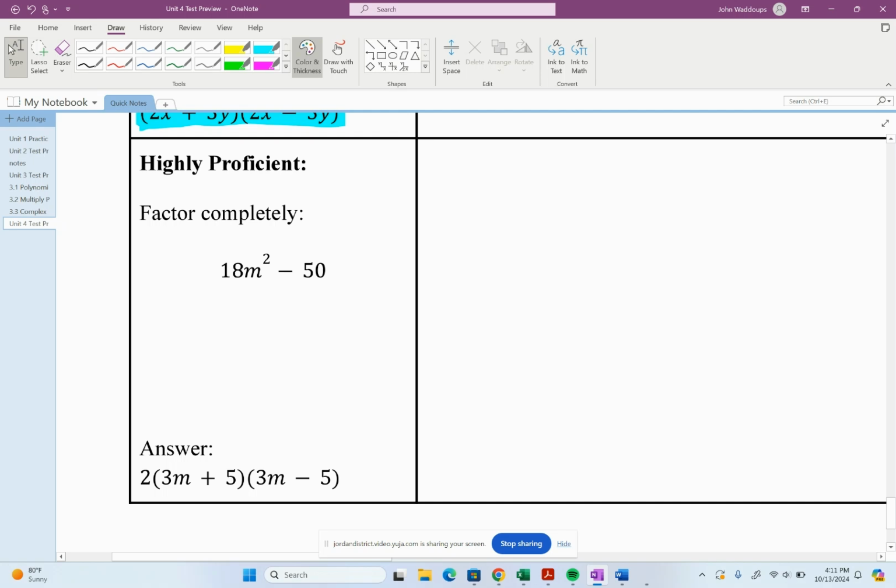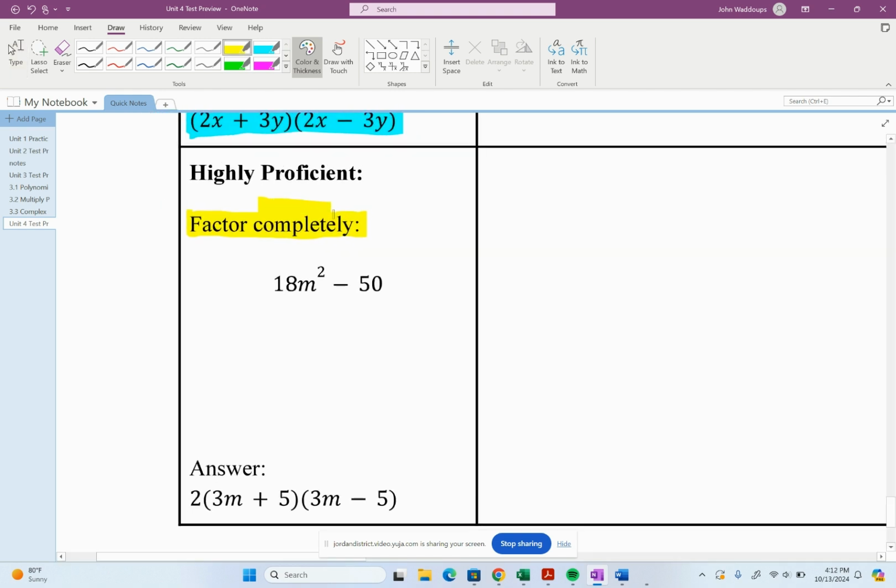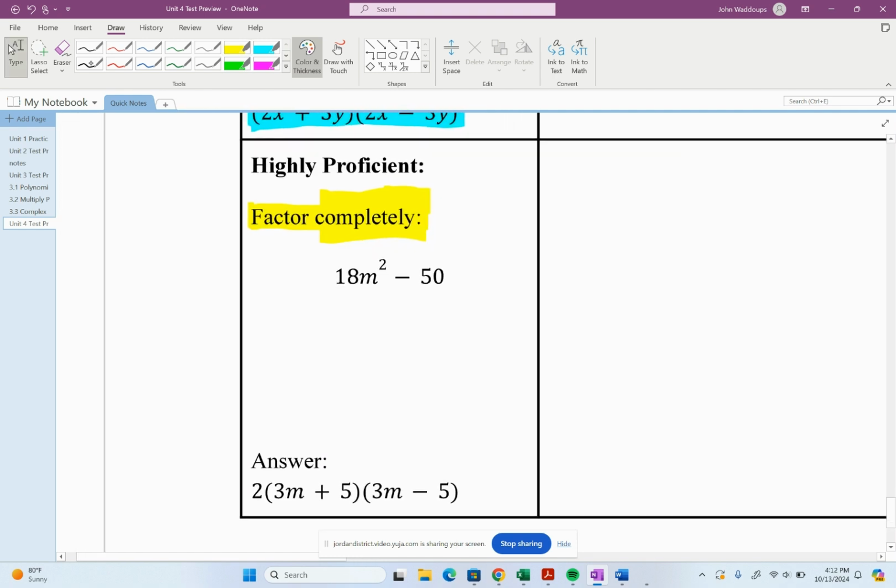Hello, welcome. This is a video on how to factor difference of squares at the highly proficient level. I want you to notice that it says factor completely. Whenever you see that, it means that you might have to factor with more than one strategy.